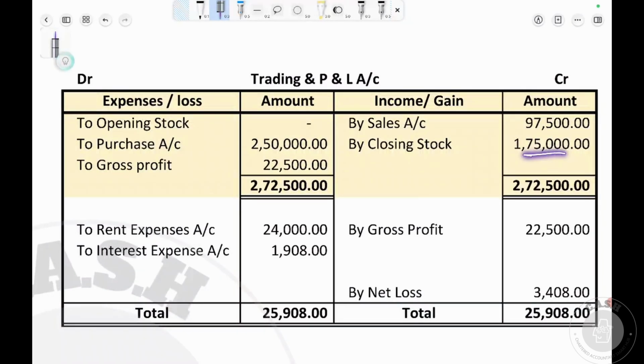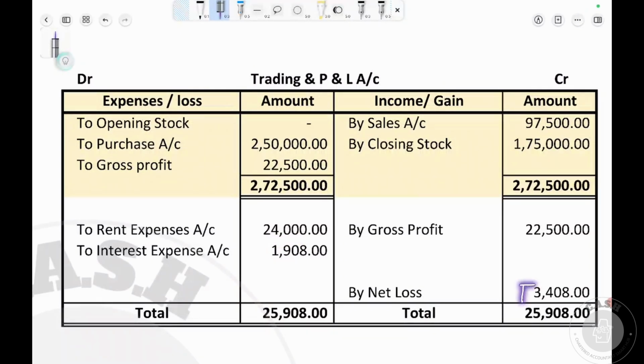This is the closing stock as on 30th June 2025, that is on balance sheet date. Since this is the profit because of trading, we call it gross profit. We adjust income and expenses which are not related to trading, then we calculate net profit or loss. Since it is a profit, credit all incomes and gains. This is the total rental expenses paid and this is the total interest expenses paid.